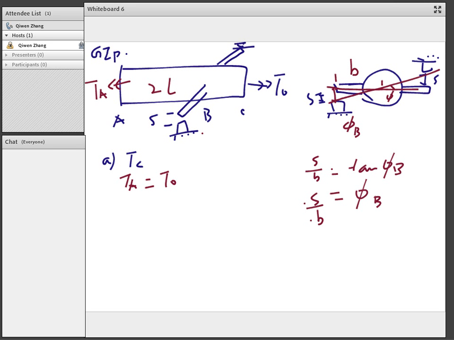Okay, so let's find TA first. So we know TA plus T is equal to T0, right? And then we know that phi B is fixed, right? Phi B is fixed, which is equal to S over B.